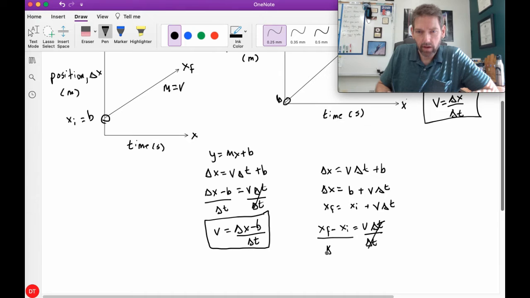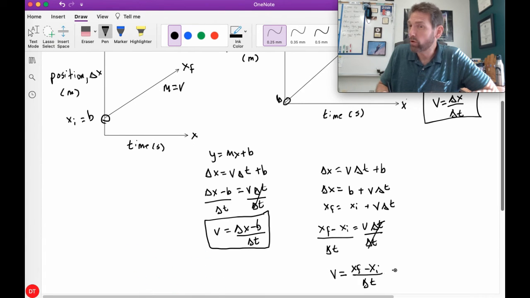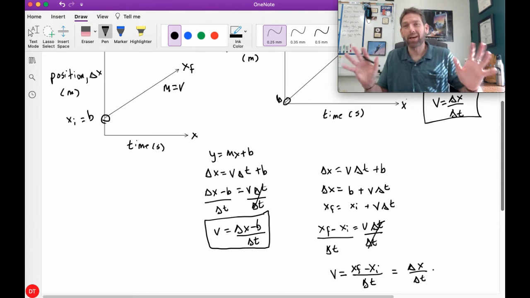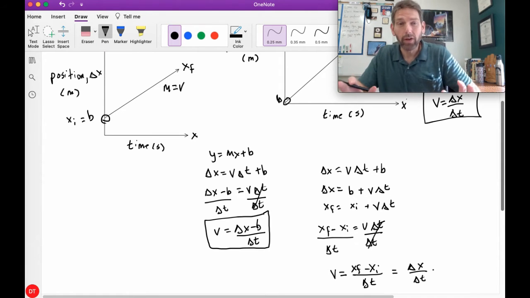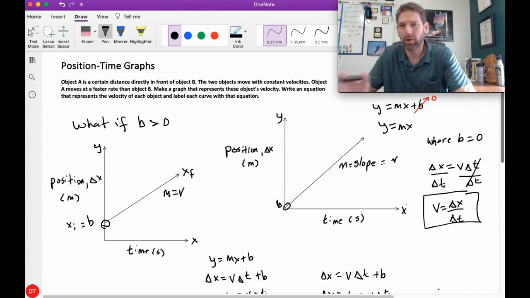Divide this side by delta t, so we get velocity equals x final minus x initial, the final position minus the initial position, divided by t. If we want to reduce that down, this right here is really delta x over delta t. It's the exact same equation. All these equations, when there's a linear relationship, come from this basic concept that we've learned in algebra. So we can apply this everywhere.